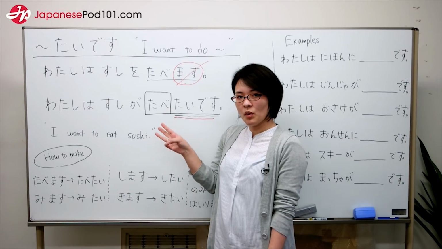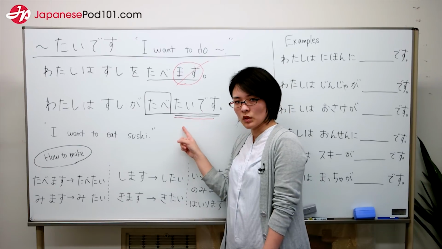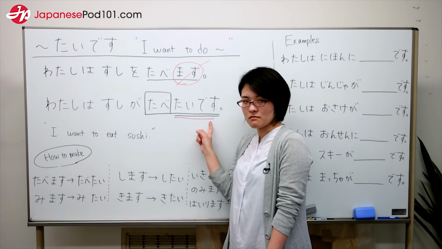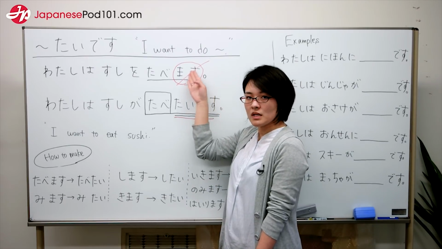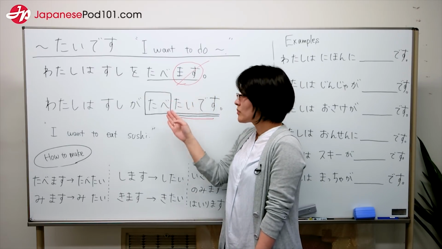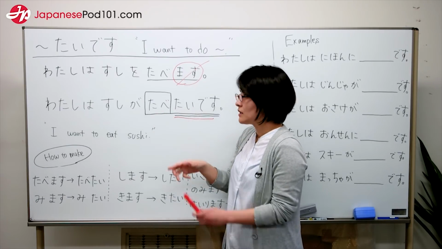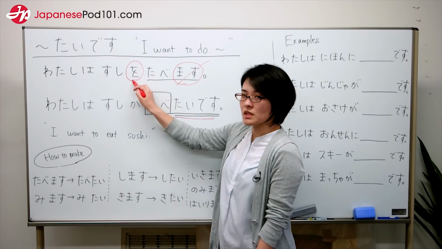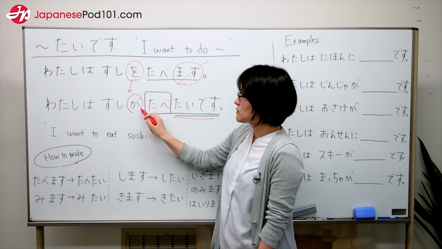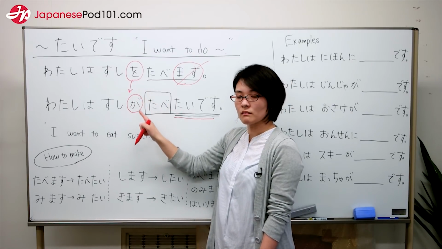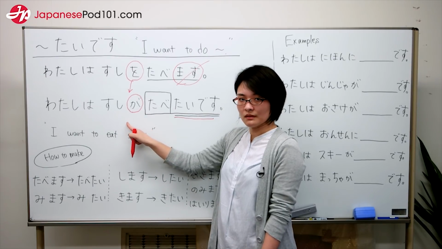So we have three points to use this たいです form. First one is, of course, you need to use たいです at the end. Second point is you need to get rid of masu from the masu form of the verb and put the rest of the verb before たいです. And the third is this object marking particle o: replace o with ga. So ga becomes the object marker in this sentence.